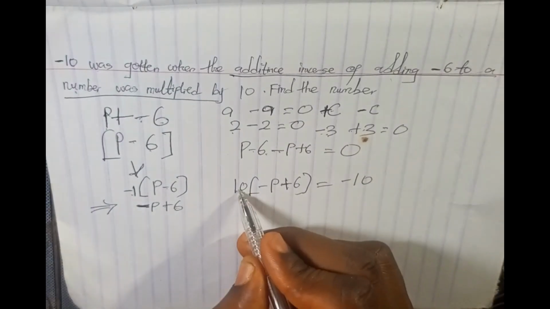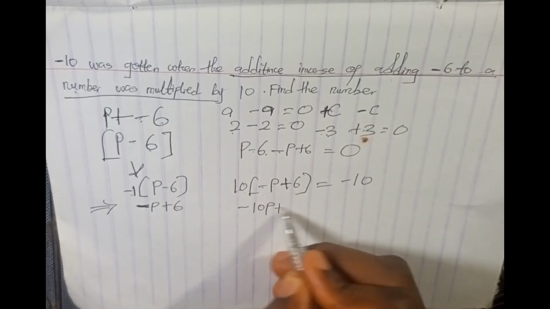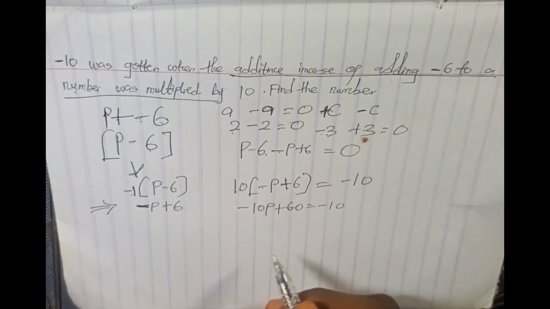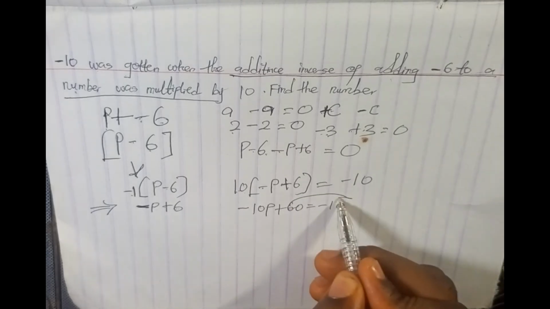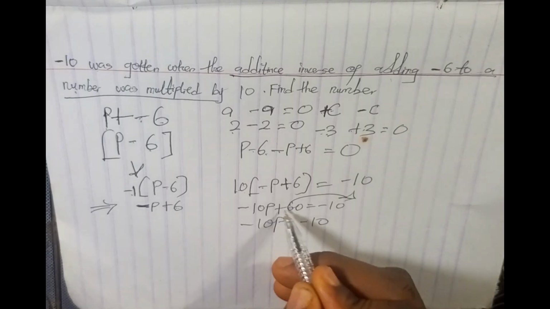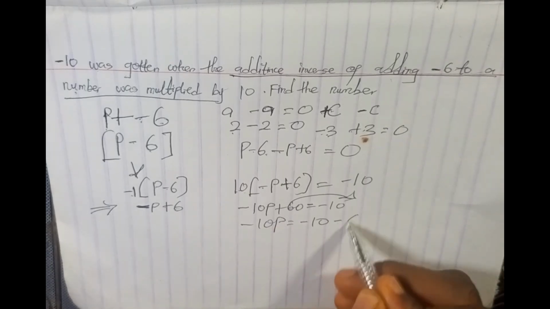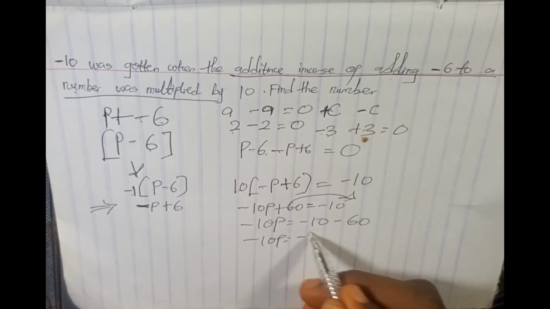So open the bracket. 10 times minus p is minus 10p. 10 times plus 6 is plus 60, equals minus 10. So I have to collect like terms: plus 60 has to move over. So I have minus 10p equals minus 10. Plus 60 crossing the equals sign changes to minus 60. So minus 10p equals minus 10 minus 60, which is minus 70.